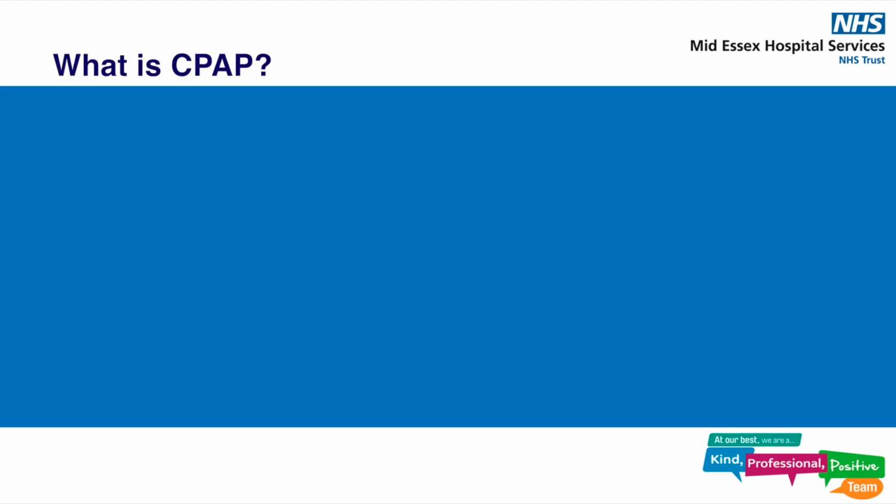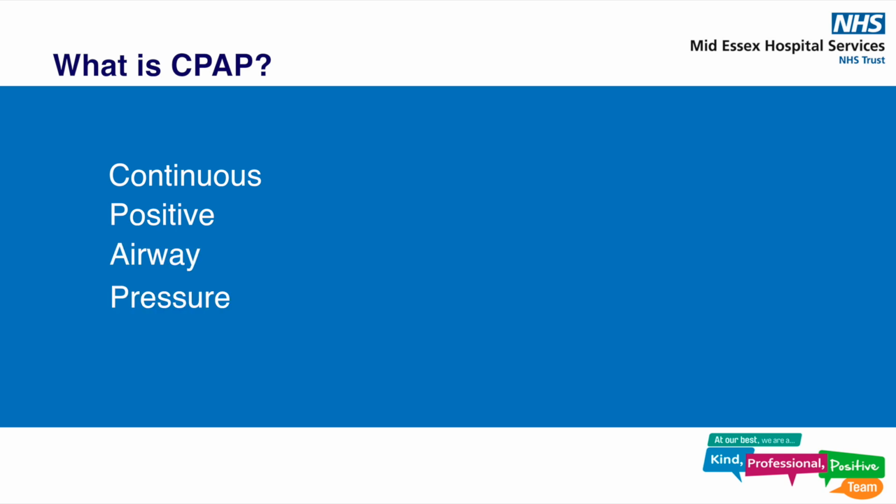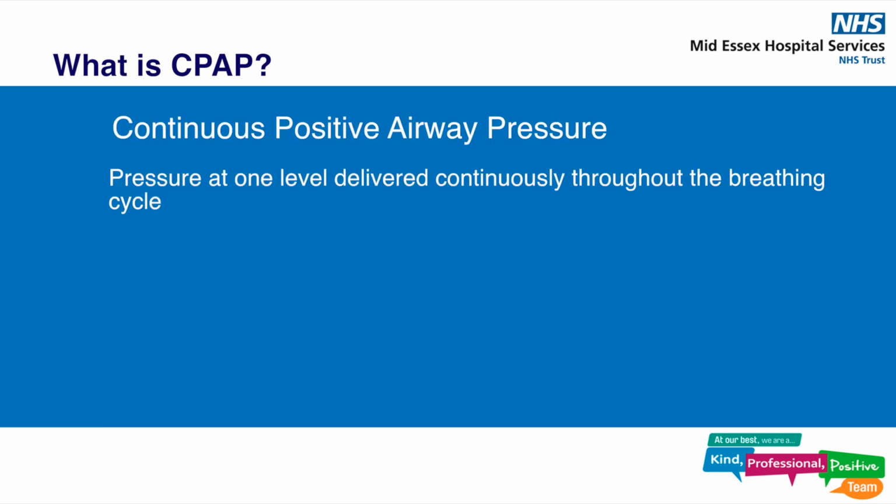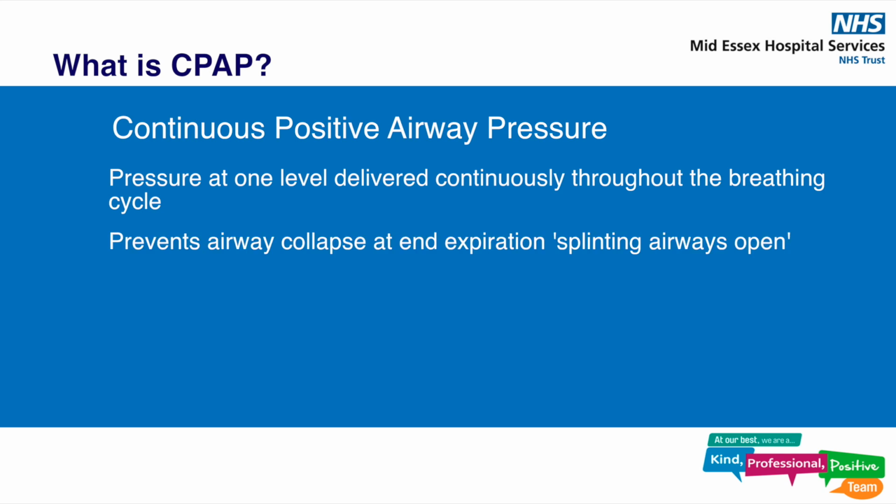What is CPAP? Continuous positive airway pressure. This is pressure at one level delivered continuously throughout the breathing cycle. CPAP prevents airway collapse at end of expiration, thus splinting airways open. CPAP also increases functional residual capacity.